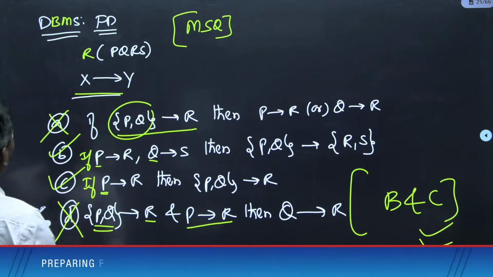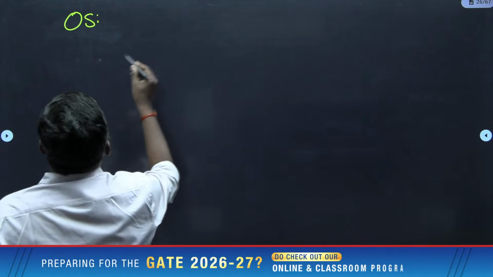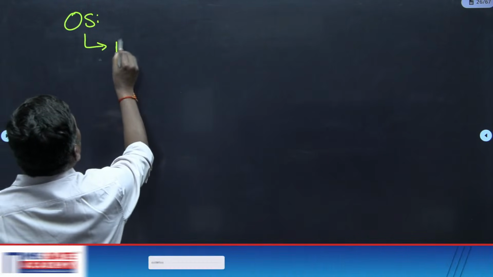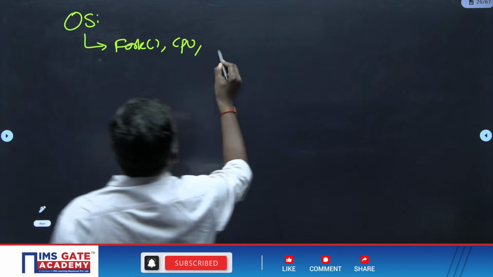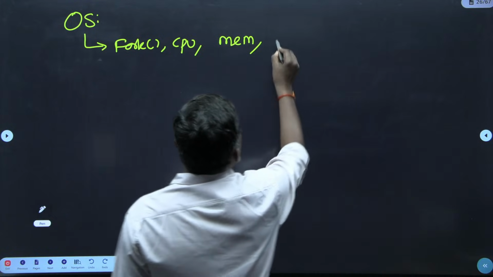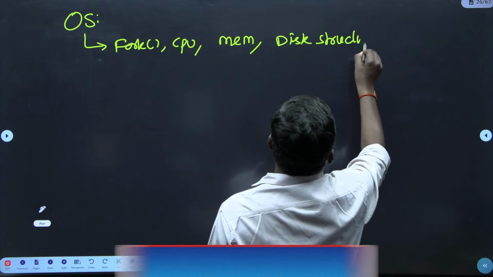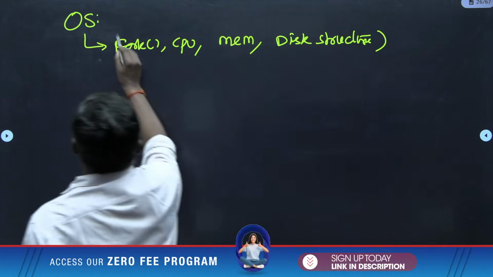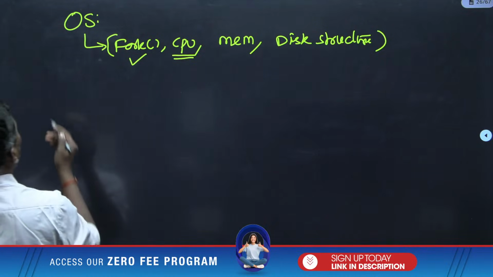So one question from operating system. If you talk about operating system, a fork based question is there. One CPU scheduling algorithm question is there. And there is one more memory based question. Now disk scheduling, disk structure based questions are seen too. We solved the fork based one. Let's see the CPU scheduling algorithm based question.